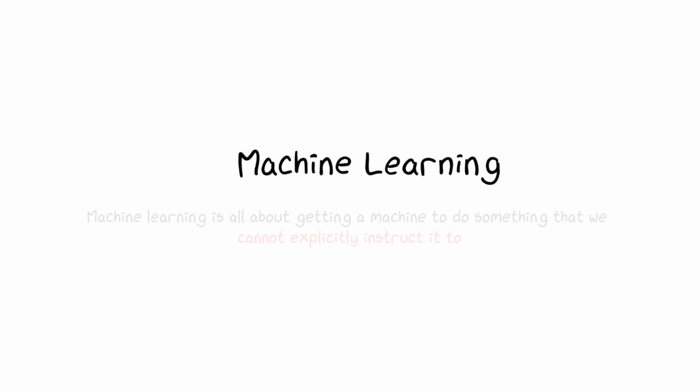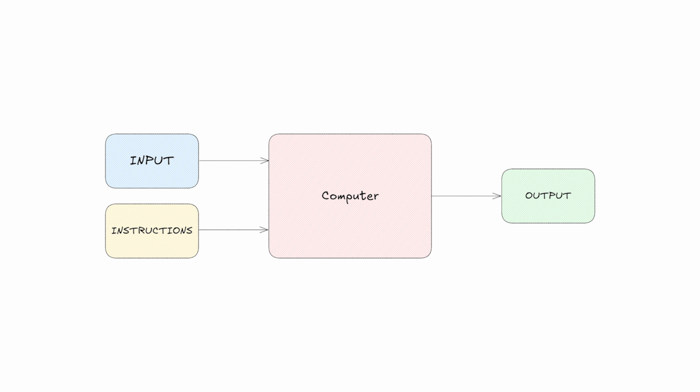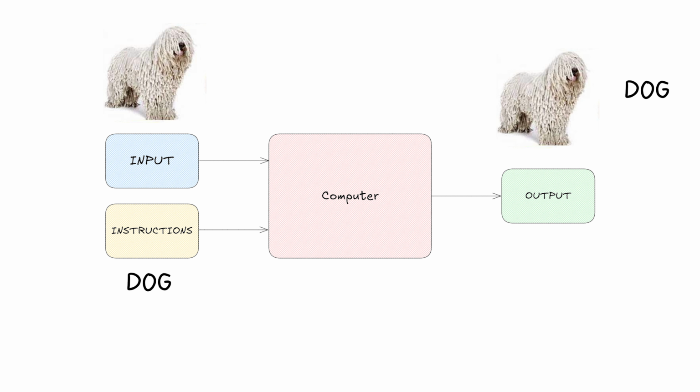Machine learning is all about getting a machine to do something that we cannot explicitly instruct it to. Let's see how that works. For traditional computer programs, we have inputs, instructions that we give to a machine, and then we get the output. An example can be if we take a single image from one of our previous questions, that can be an input, and we can instruct the computer that this is in fact a dog. Then the output will be the image along with the label of what it is, a dog.